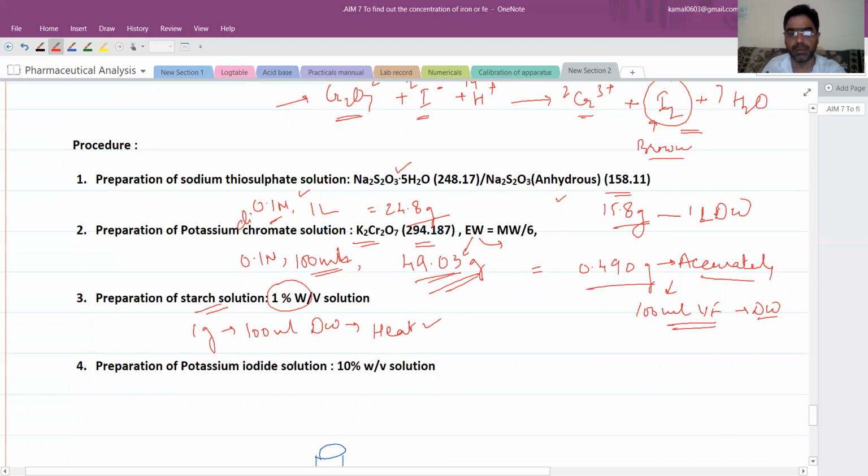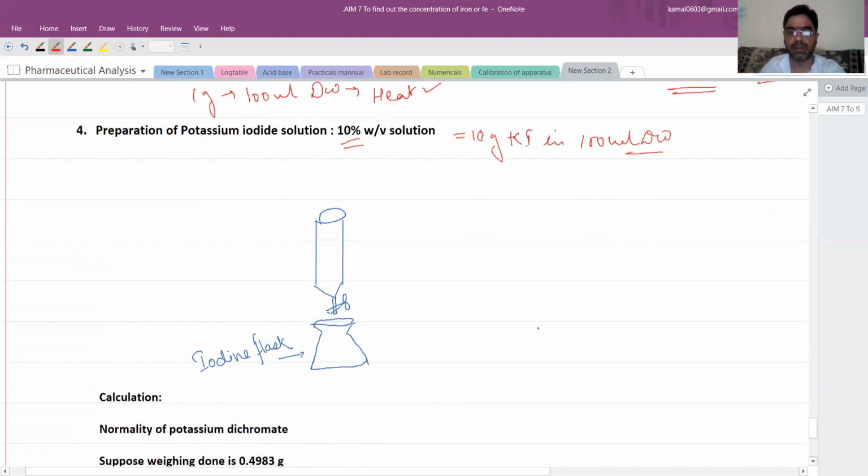And here for potassium iodide we will take a 10% solution. So 10 gram of KI will be dissolved in 100 ml of distilled water. Done. Now we'll take this reagent, sodium thiosulphate, here in the burette.